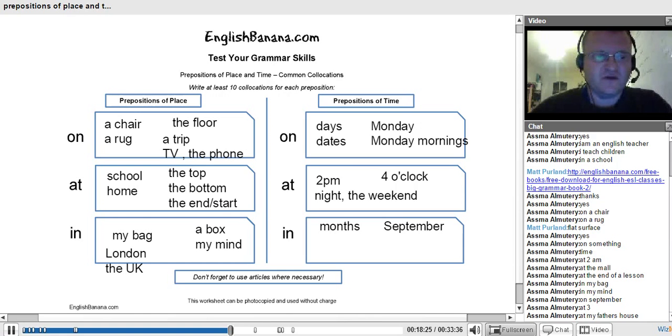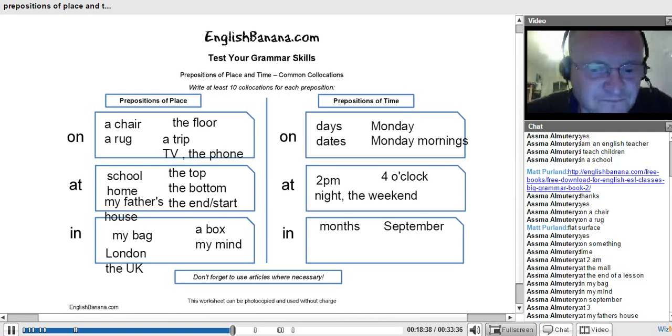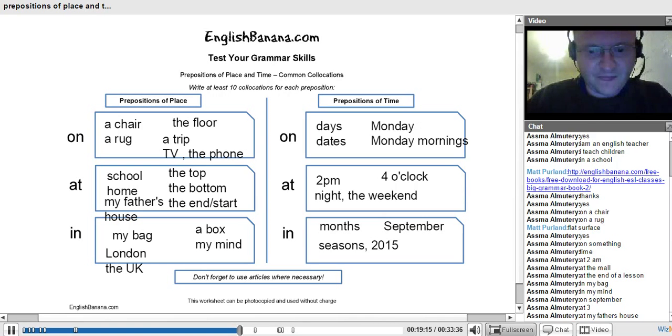Yeah, at my father's house, so that was a preposition of place, and that's a particular or specific place. Yeah, absolutely. Let's add it on. In we can say in months, for example. Also in seasons, years. So in 2015, in spring, this kind of thing. Also in the future, we talk about in a minute, like I see you in a few hours from now. Also position in the middle.